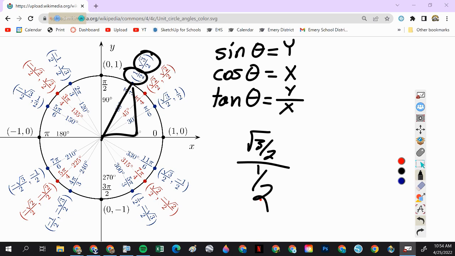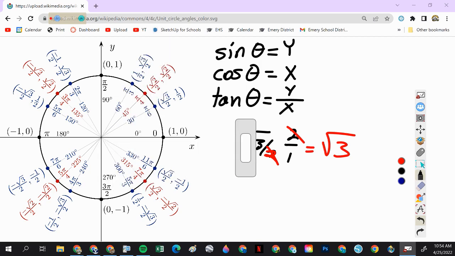How do you divide two fractions? Flip the bottom one. So 2 over 1. This 2 cancels that 2, and I get the square root of 3. Okay? Some of them can be a little bit tricky.